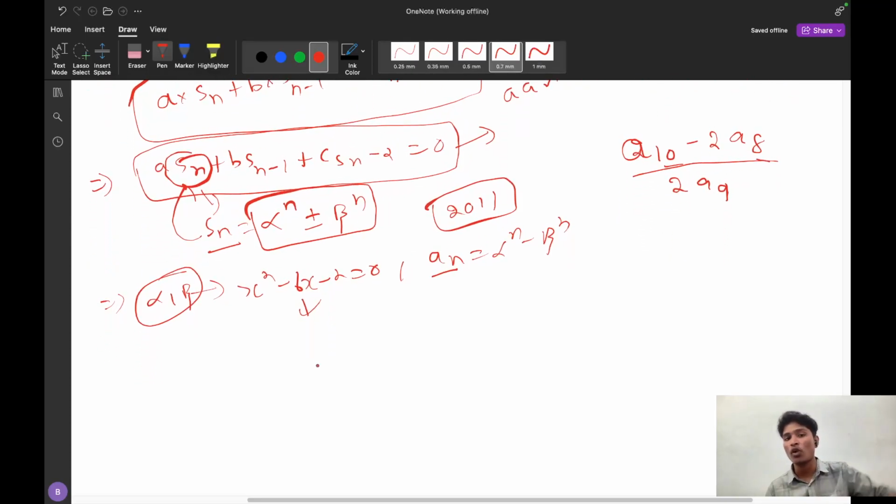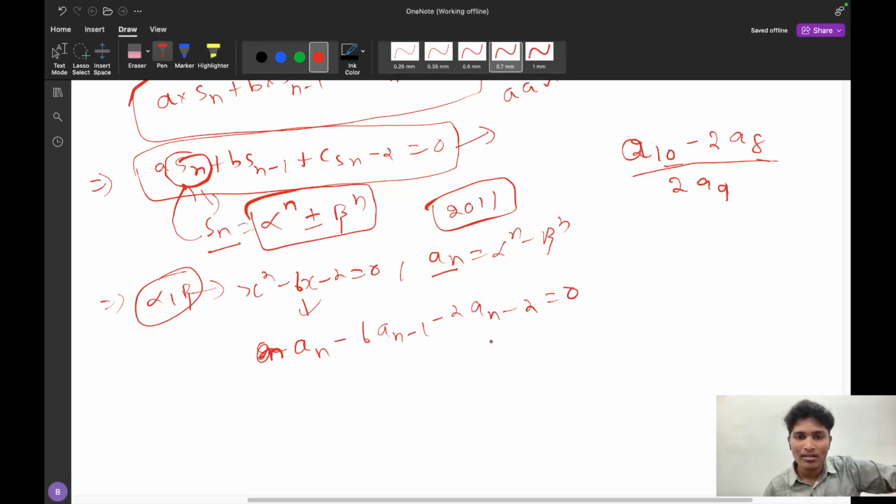With the help of this equation, what can I write? I can write the Newton formula. Here completely it is Sn. So you can take an here: an minus 6 an minus 1 minus 2 an minus 2. Is this correct or not? It is not minus 2 here, I think.